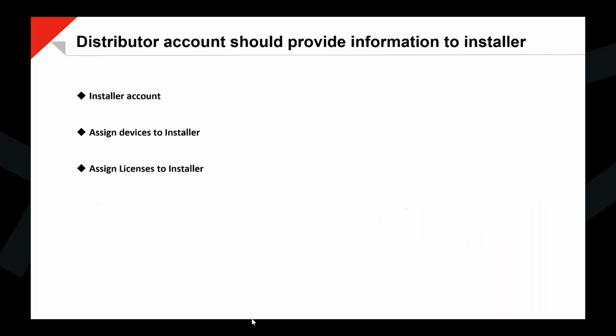So the distributor account should provide information to the installer. This is what the distributor should do: create an installer account first, assign the devices to the installer, and assign licenses to the installer. This is the role of the distributor. The distributor never creates a project or anything. You just need to create accounts, assign devices to the installer, and assign licenses to the installer.